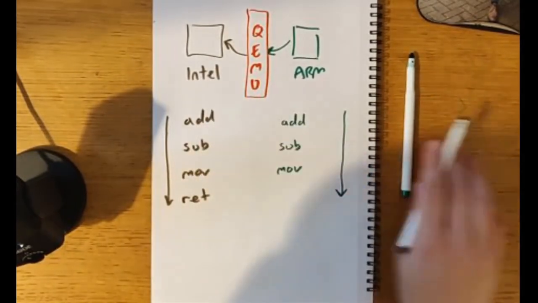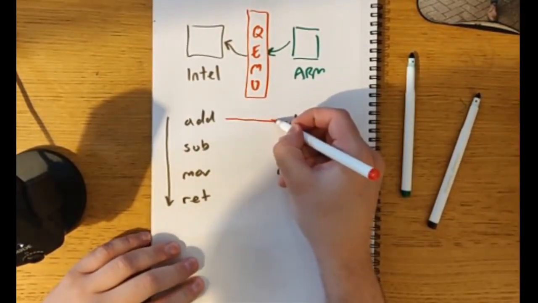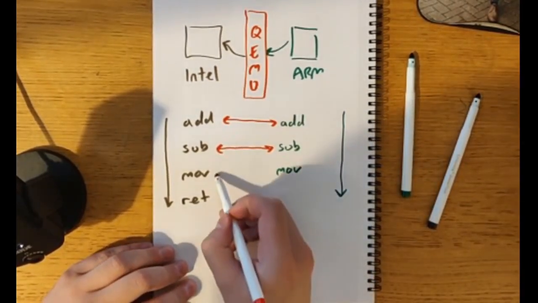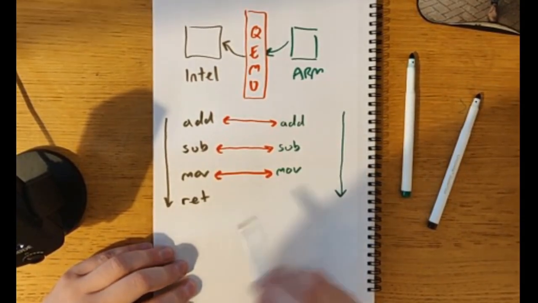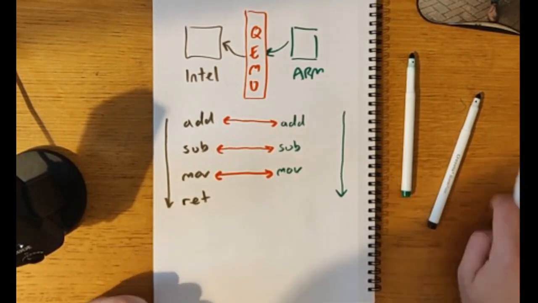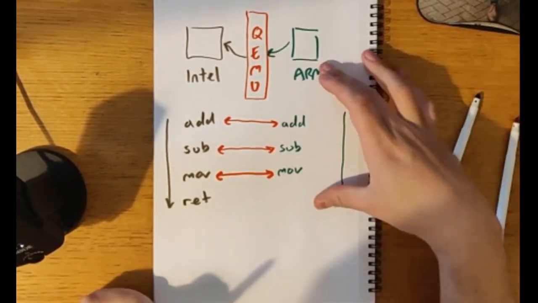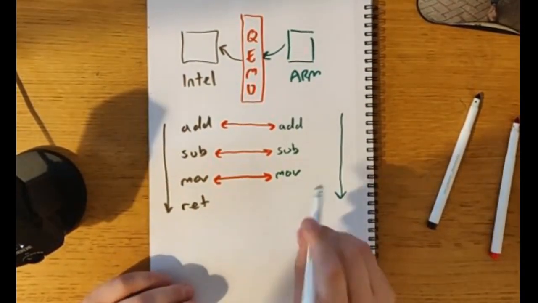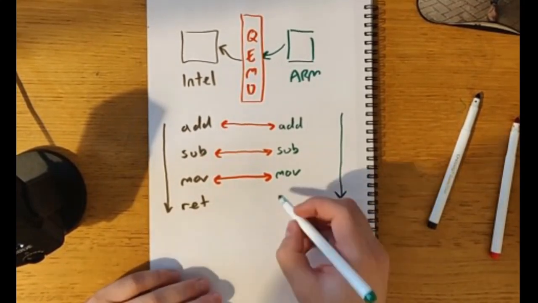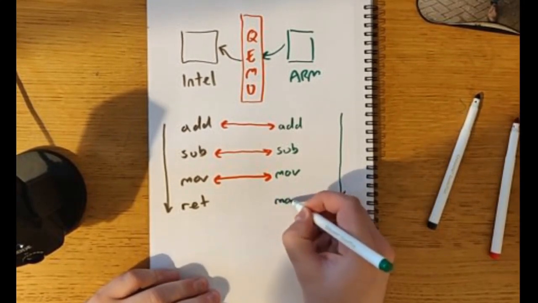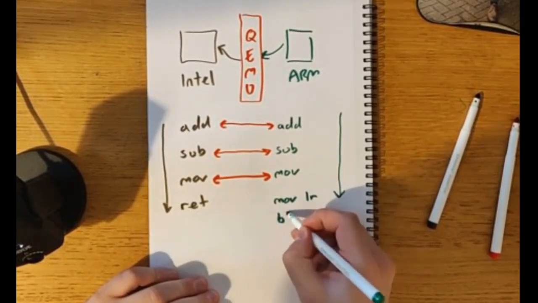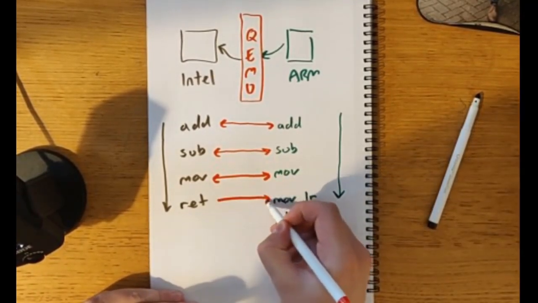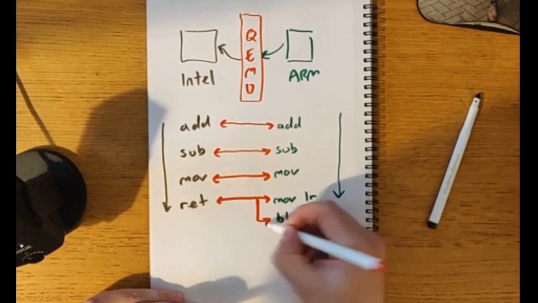So for this first one, QEMU can translate the addition instructions between each other because they're the same. It can translate the subtraction instructions and the move between register instructions because they're the same. And when we come down to return, the problem is that even though the ARM instruction set is Turing complete and can do everything an Intel processor can do, there is no return in ARM in the same way there is in Intel. We have to move something into the link register, and then we can branch to the link register. So this return instruction translates to two instructions on ARM.